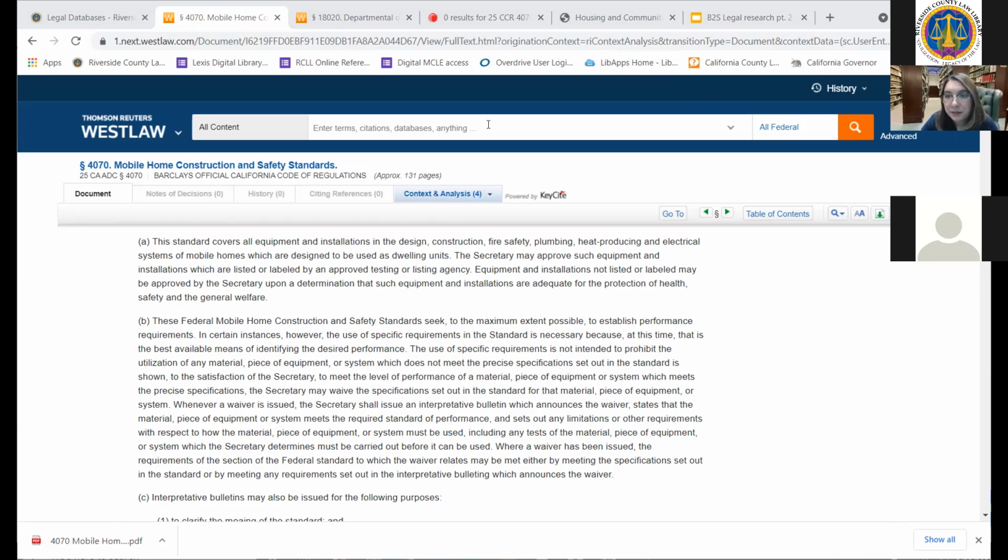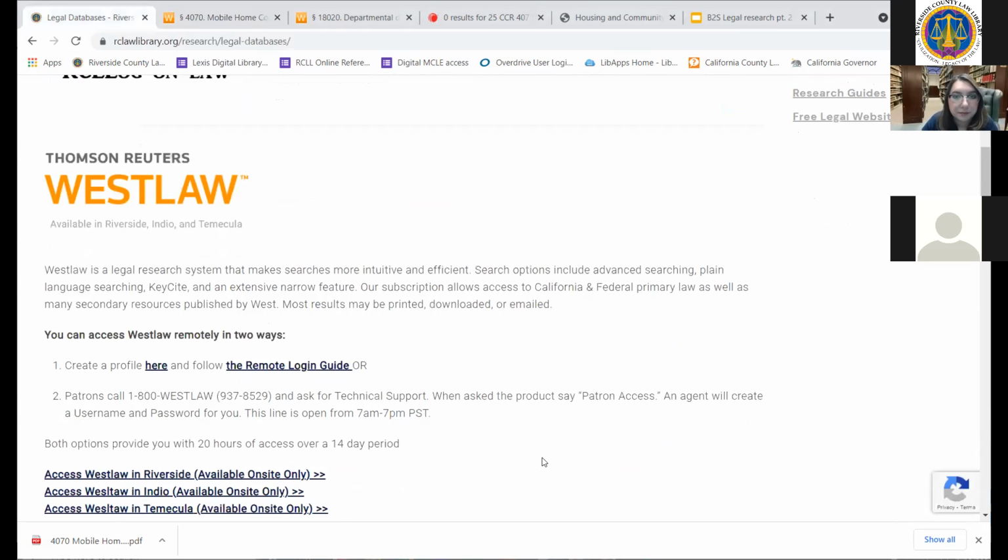During COVID, Westlaw and Lexis were providing this. However, Lexis recently suspended that service at the end of July. But again, to my knowledge, Westlaw is still continuing this remote access service. And the instructions to get remote access are on our website right here.